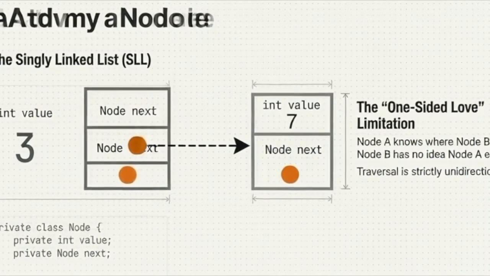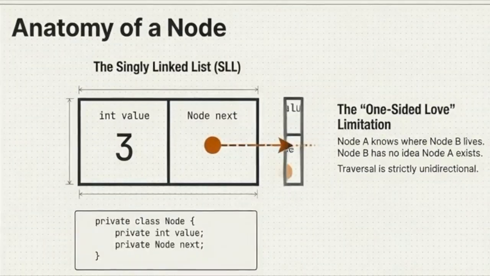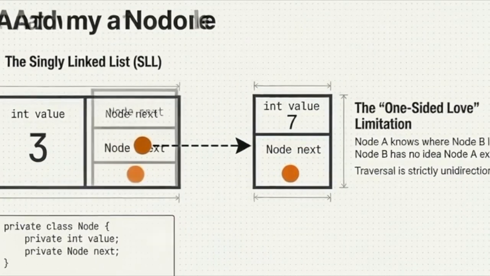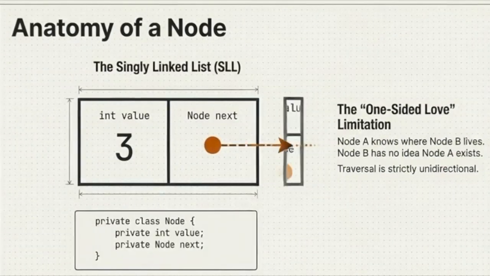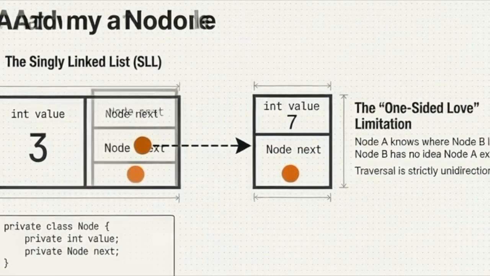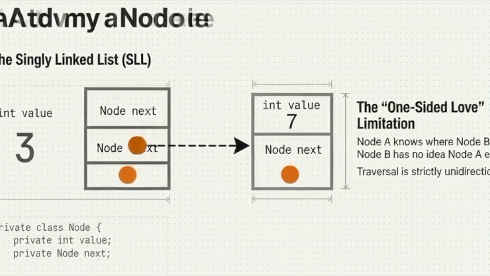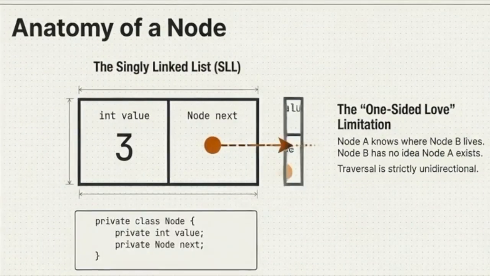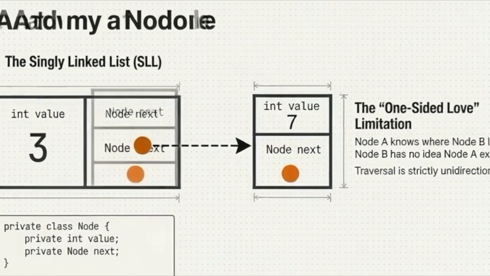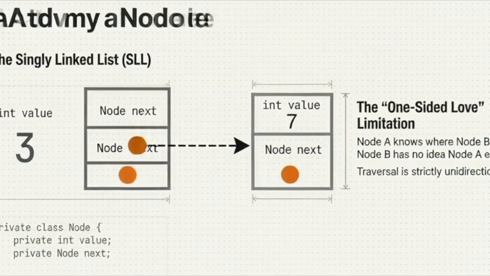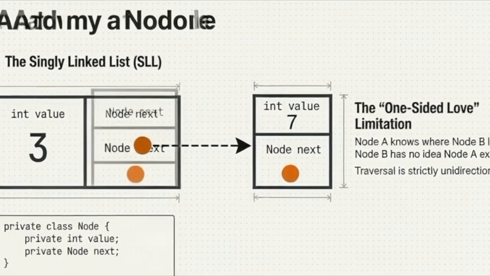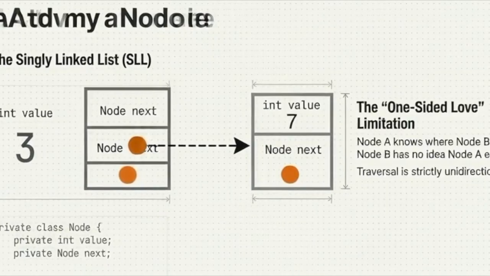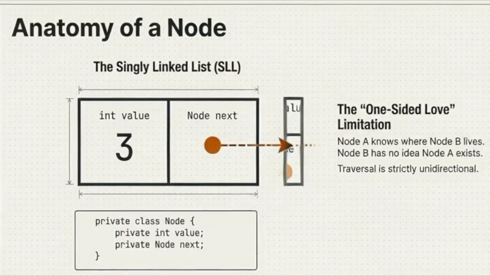Let's look at the anatomy of a node. It has two parts: the value, your data, and next, the pointer. In code it looks like this: private class Node, private int value, private Node next. However, there is a limitation I call the one-sided love. Node A knows exactly where node B lives, but what about node B? It has no idea node A exists. Traversal is strictly unidirectional. You can only move forward.